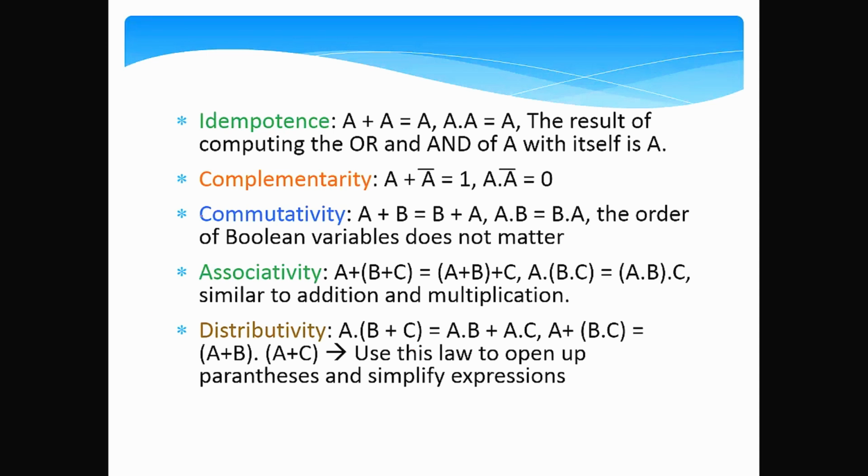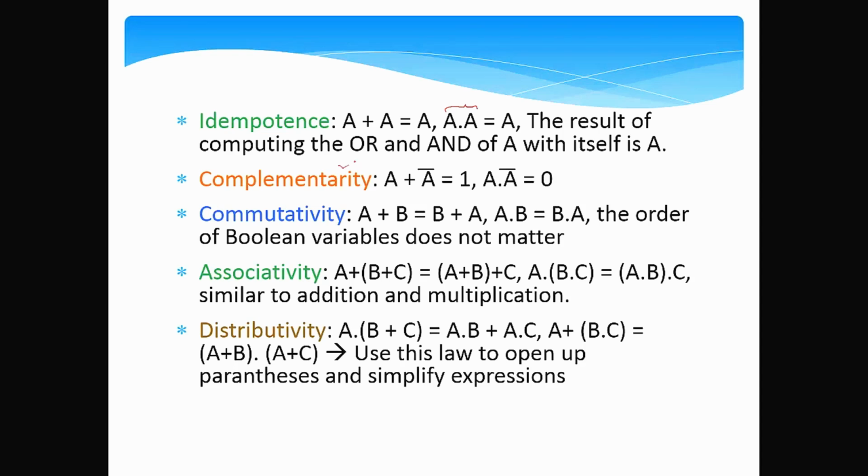So let's take a look at this property called idempotence. It says that any number ORed with itself is the same number. We can easily verify 0 or 0 is 0, 1 or 1 is 1. Similarly, any number ANDed with itself is equal to the number itself. This also can be easily verified.